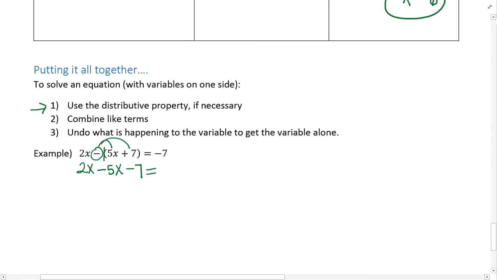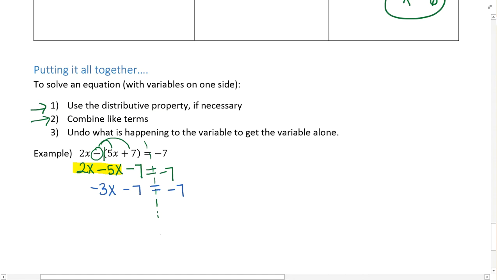All right, now we need to check to see if we can combine like terms on one side of the equal sign. We don't combine across the equal sign. And yes, this 2x and minus 5x can be combined like terms. So that is negative 3x minus 7 equals negative 7.